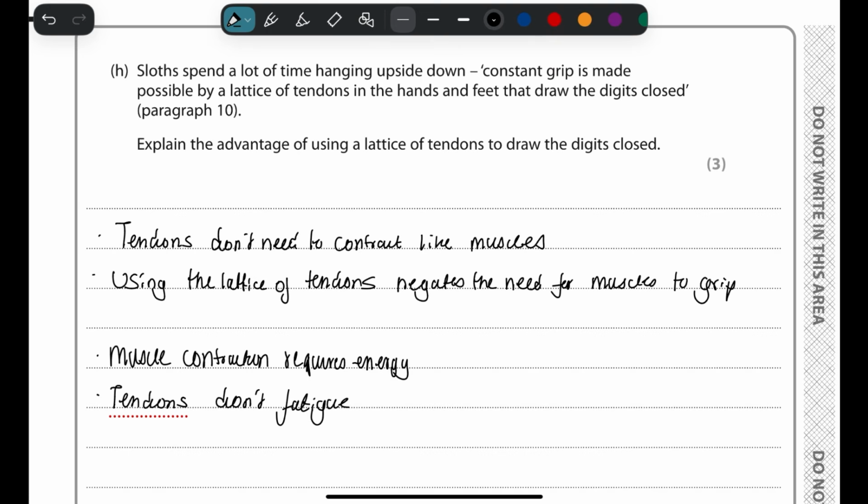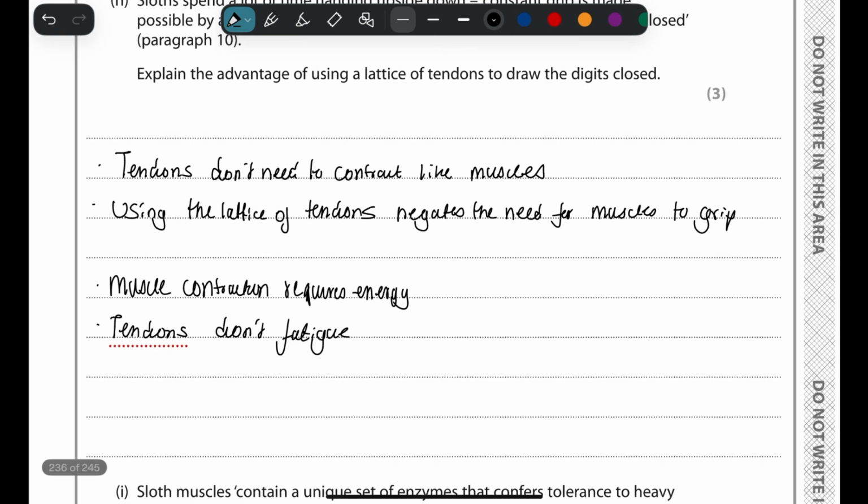Yeah, that's one thing. They don't really need the muscles to grip. So what I'm also going to think about is, why is it a benefit really using tendons instead of muscles? Well, we know that muscles need energy to contract. Tendons don't. So that means that we don't need to use energy to maintain the grip, which is why they can stay so still for so long.